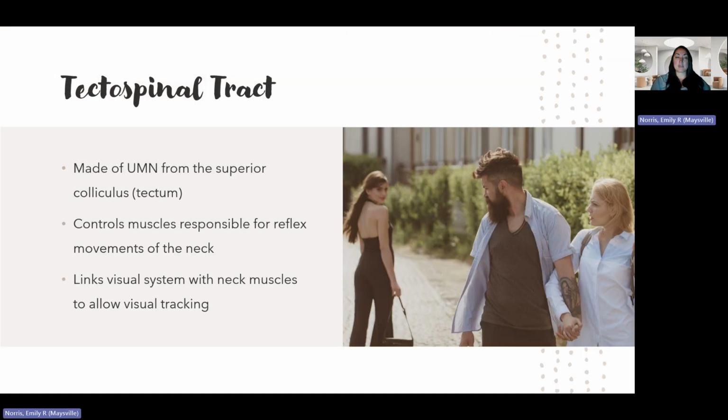The tectospinal tract is made of upper motor neurons from the superior colliculus, or the tectum, and it controls muscles that are responsible for reflex movements of the neck. So it helps link the visual system with the neck muscles to allow you to track and follow an object that's moving. The rubrospinal tract also originates in the midbrain red nucleus, but it plays just a small role in humans. It doesn't play a big role in our movements.